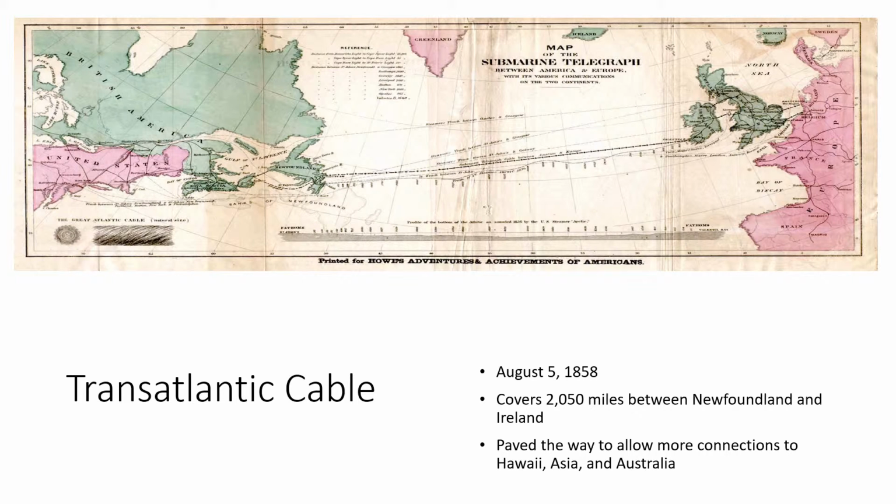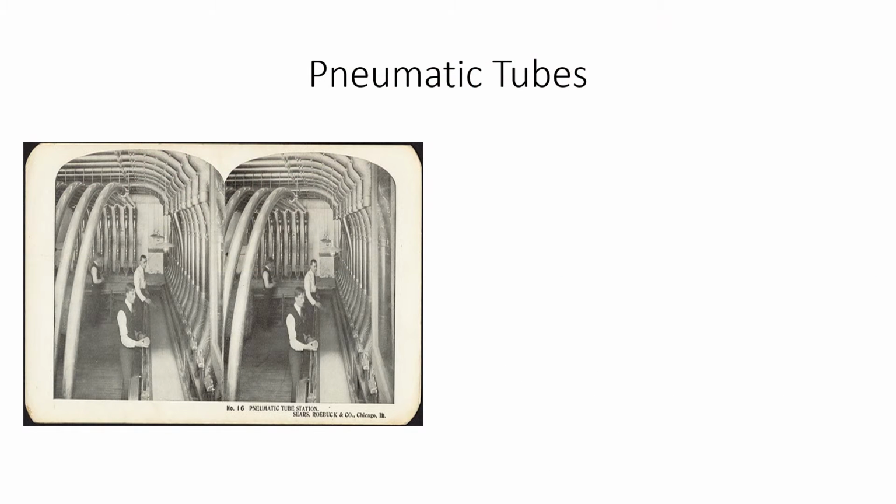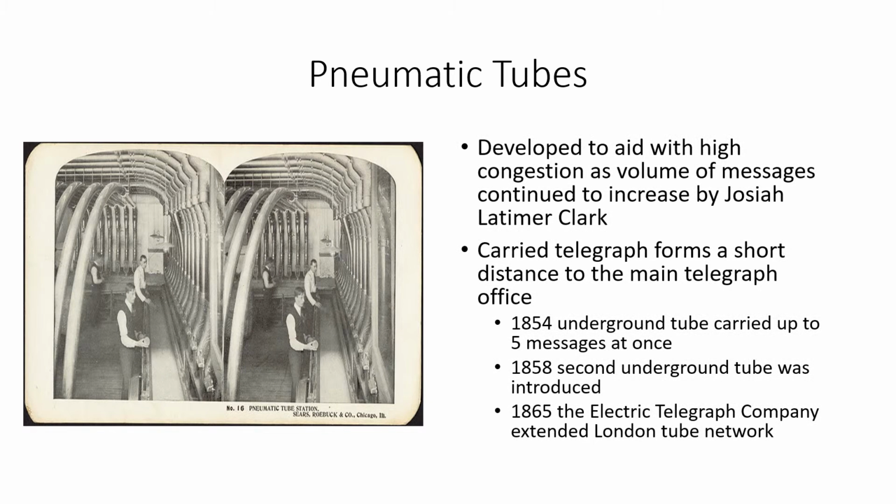Due to this problem, it sparked an invention known as the pneumatic tube. The pneumatic tube was invented to aid high congestion of messages within England, and the idea was developed by engineer Josiah Latimer Clark. The tubes were airtight and they were laid underground between telegraph stations, and they were able to carry up to 5 messages at once.